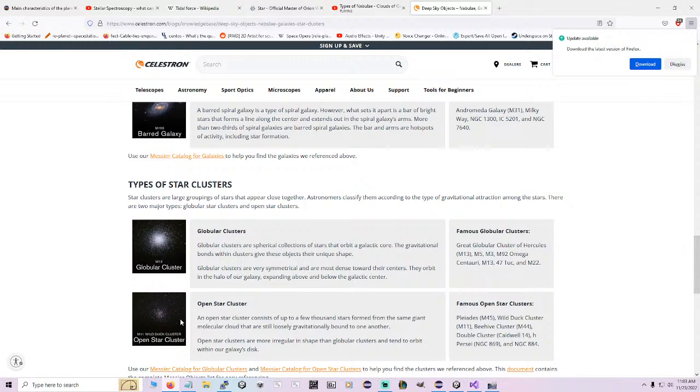So star clusters. Okay, star clusters are, I call them star sectors. Star clusters are a system, a bunch of star systems, right?